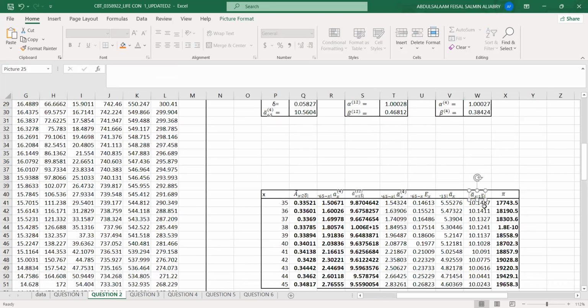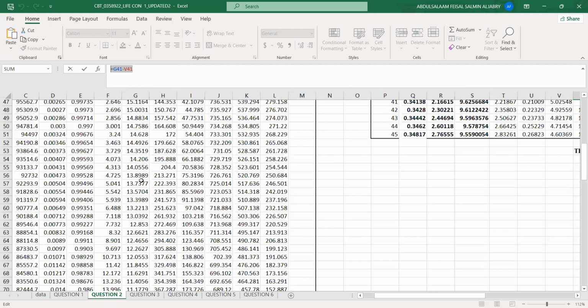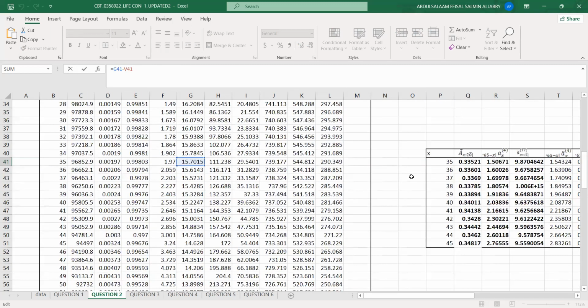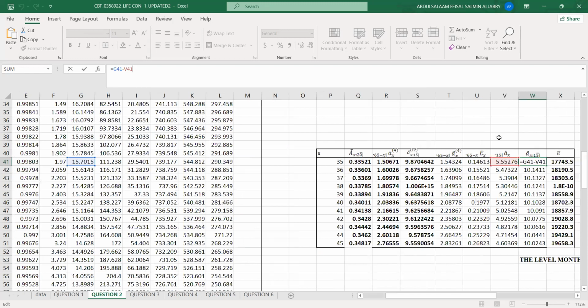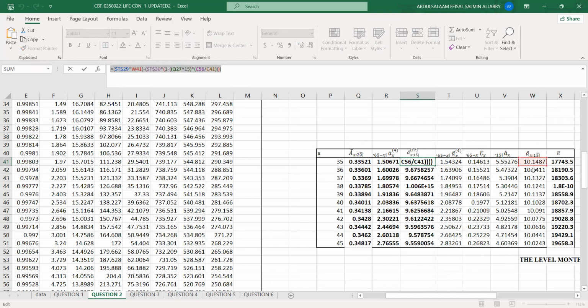Now we have to find also this one. This is basically G41 minus V41. G41 is A double dot X for the 35 minus this one, which we just found. After that, we just drag the data all the way down. Okay, by then we can find the last third main component, this one, by using this formula here. We have to use this.